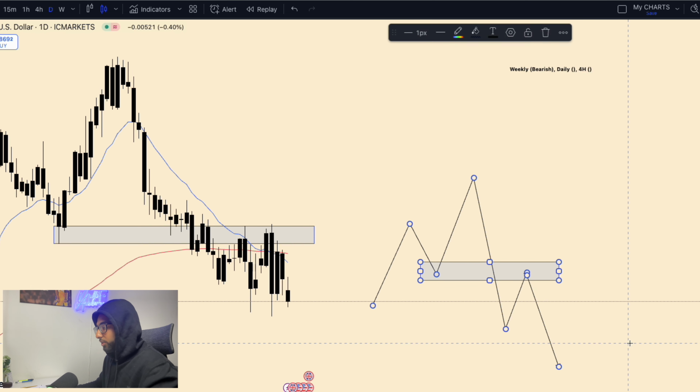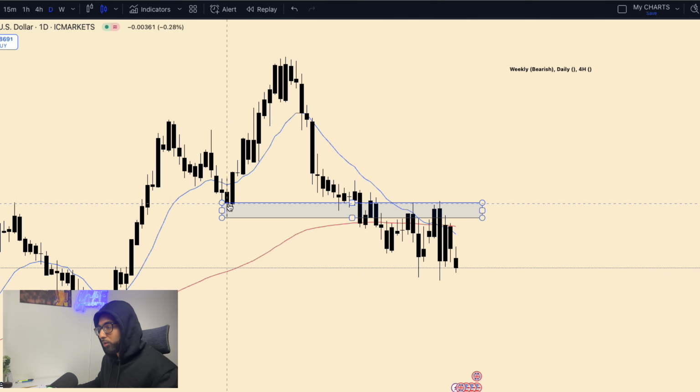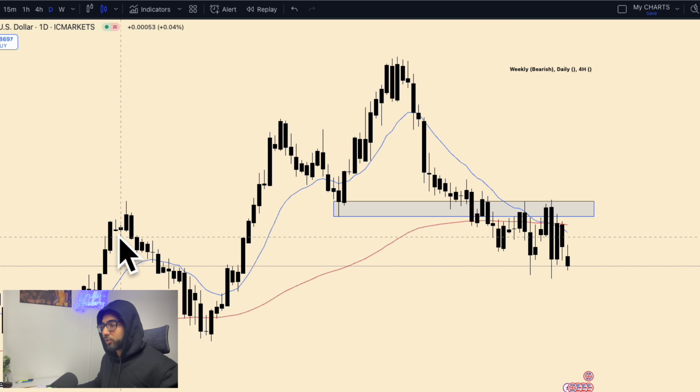Okay, and that's what's happening right now as we speak. Okay, so again, on the daily, our bias will be bearish. Why? Because support has turned into resistance. Okay. Whereas in this one, resistance has turned into support.